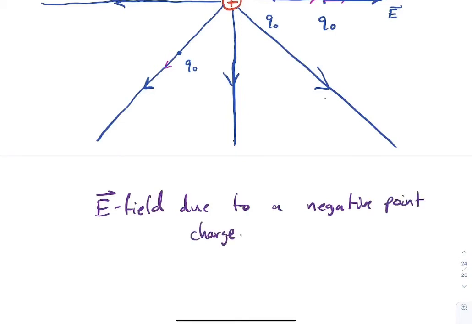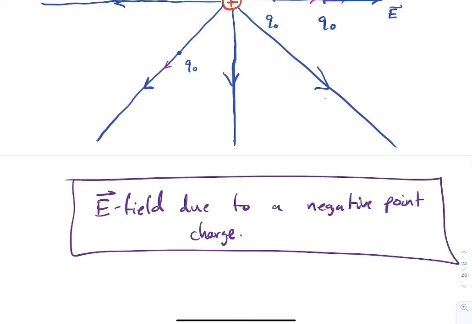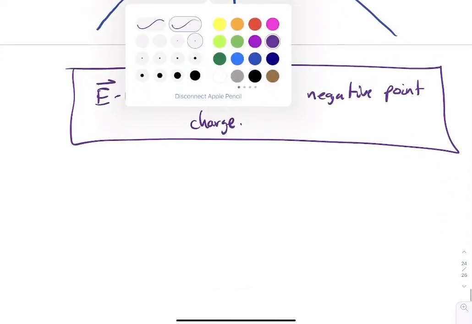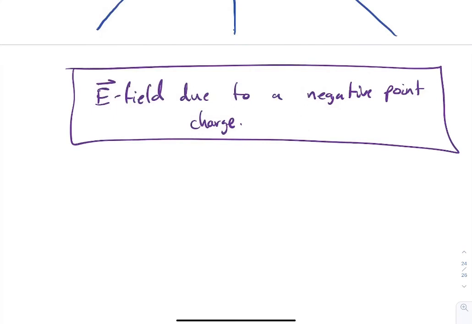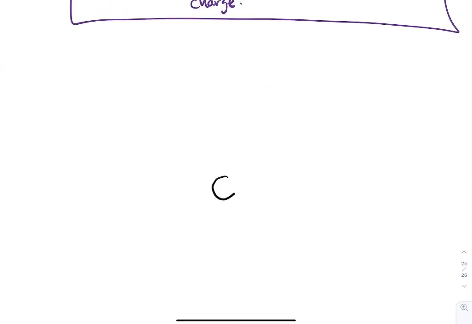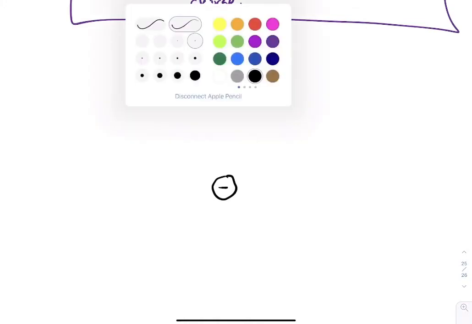The E field due to a negative point charge. Negative is usually represented with black, I think that's just because of batteries. Batteries in our next few sections will have red for the positive side of the battery and black for the negative.